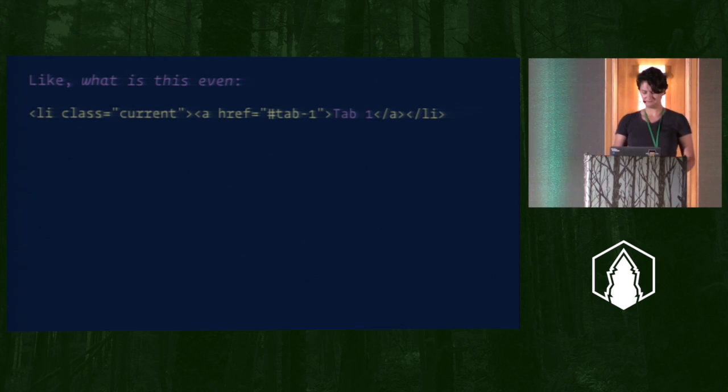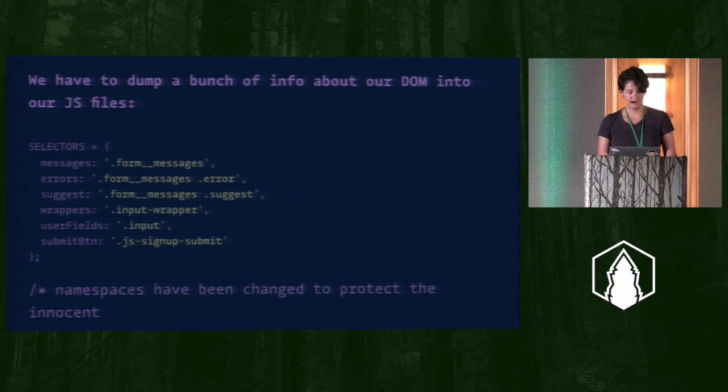So if we look at some of the HTML there, it's not very meaningful to us. Like, what is that even? It's just a link that might or might not do anything. We can't tell why that class current is important. We can guess, but that's just coincidental. It's not actually meaningful. We end up having to dump a bunch of information about our DOM into the JavaScript files.